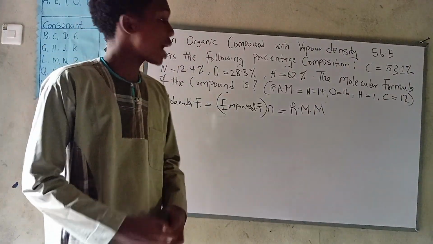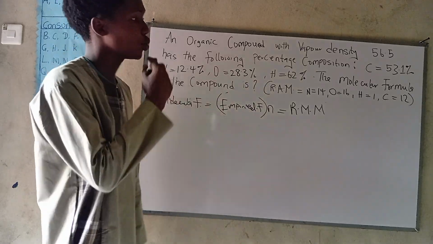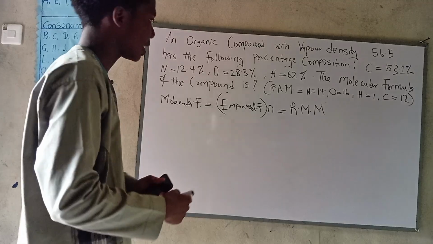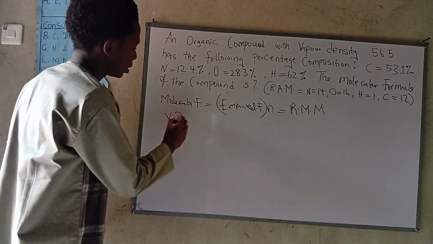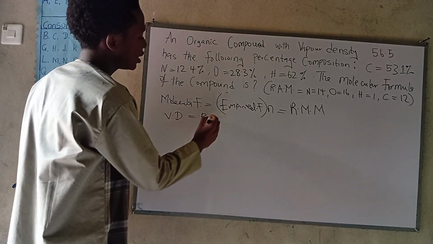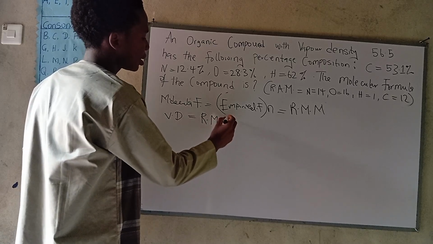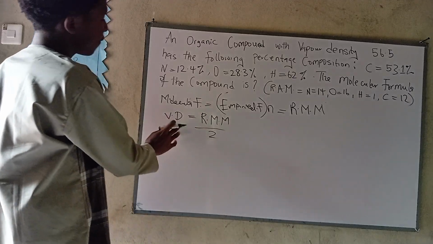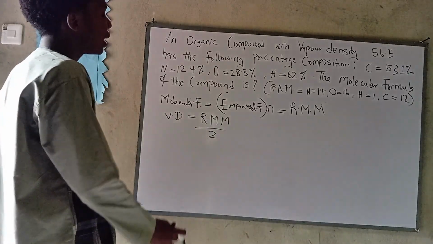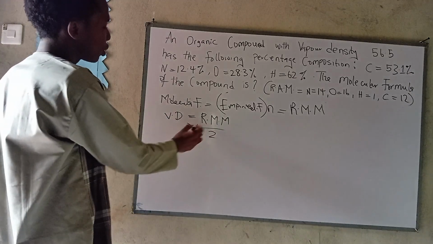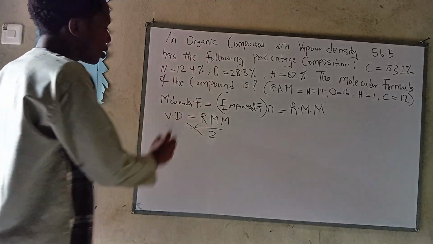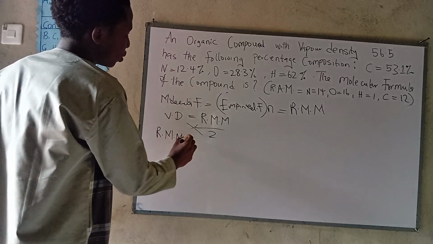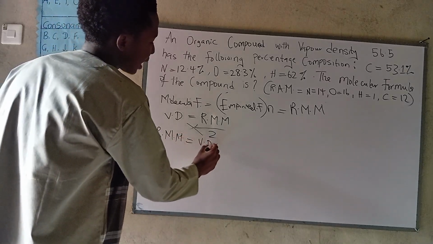Okay guys, how do we look for the relative molecular mass? Which formula do we use? We're giving vapor density. So there's a formula that says vapor density is equal to relative molecular mass divided by 2. Okay, now since we have a formula like this, how do we now look for relative molecular mass? We cross multiply, which means relative molecular mass will now be equal to vapor density times 2.